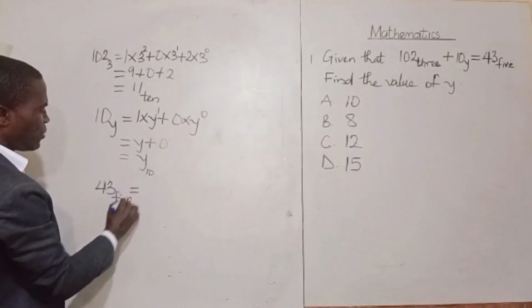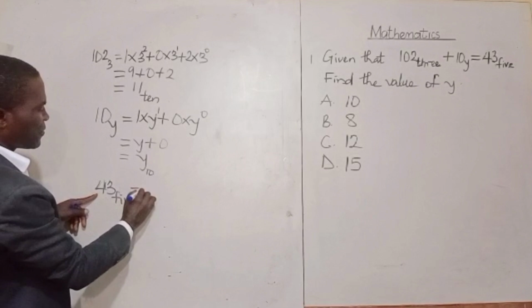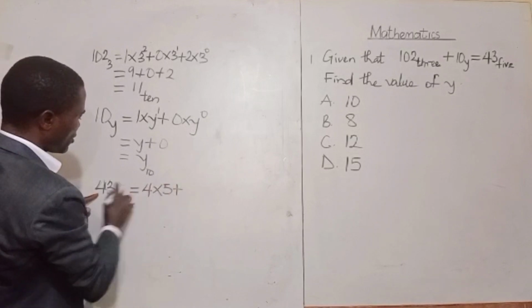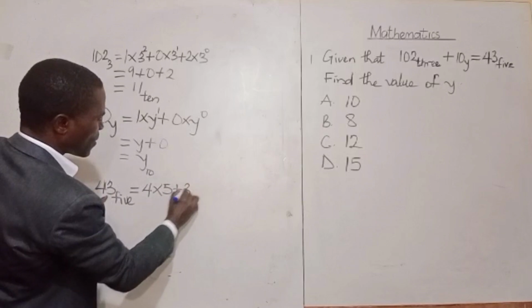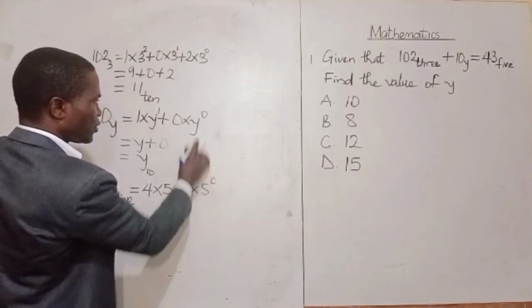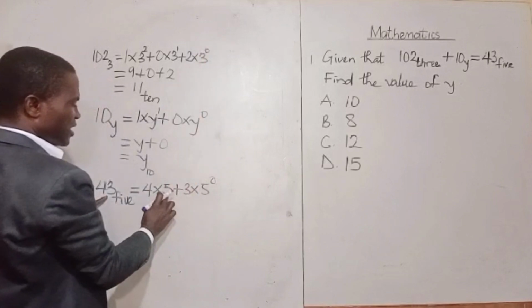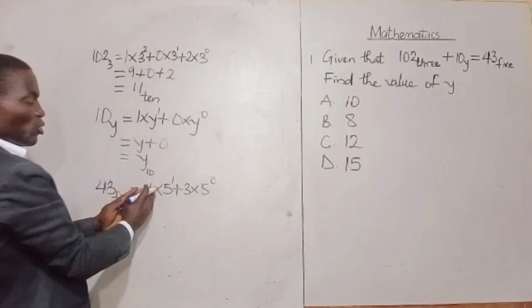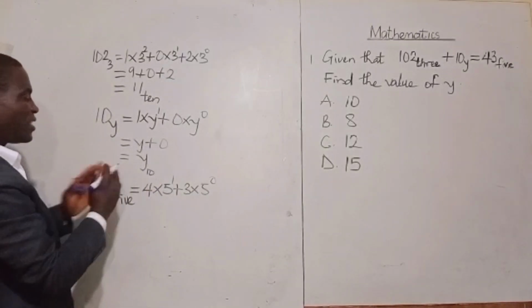To convert this one to base 10, we are going to say 4 times 5 plus 3 times 5. The first 5 carries 0, just like this and this. The next 5 carries 1, just like this and this. There is no other 5 again, so we stop at this point.